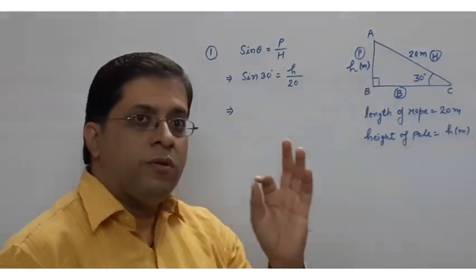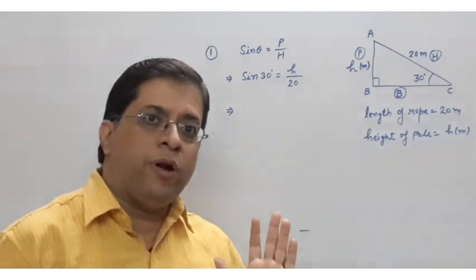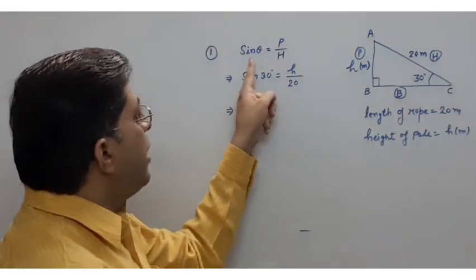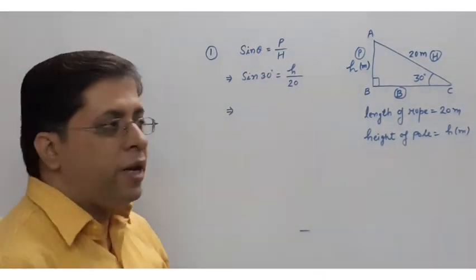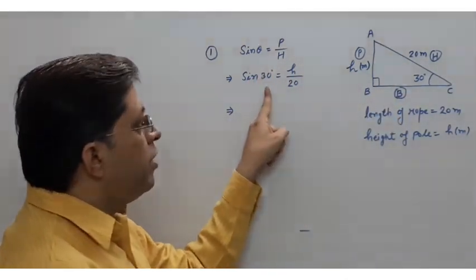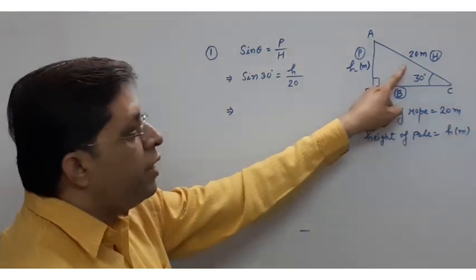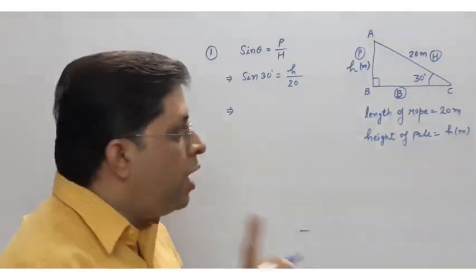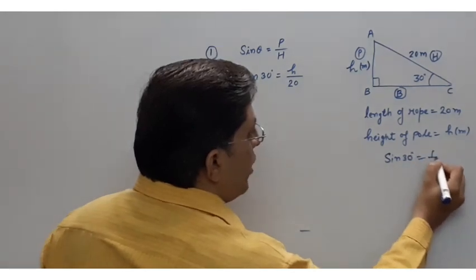Which trigonometric ratio has the relation between perpendicular and hypotenuse? That is sine. So I take sin theta, which is perpendicular upon hypotenuse. Theta is the angle, 30 degrees. Perpendicular is h and hypotenuse is 20. Now sin 30 degrees, that I know with the help of the table, is equal to 1 by 2.